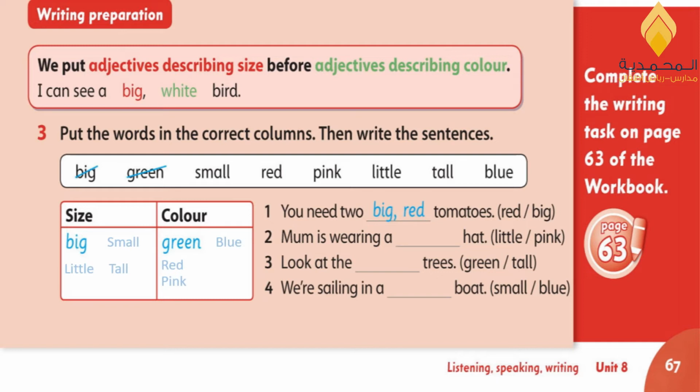Mom is wearing a little pink hat because little is related to size and pink is related to color. Number 3, look at the, we have green and tall. Which one is first? Look at the tall green trees. Number 4, we're sailing in a small blue boat.